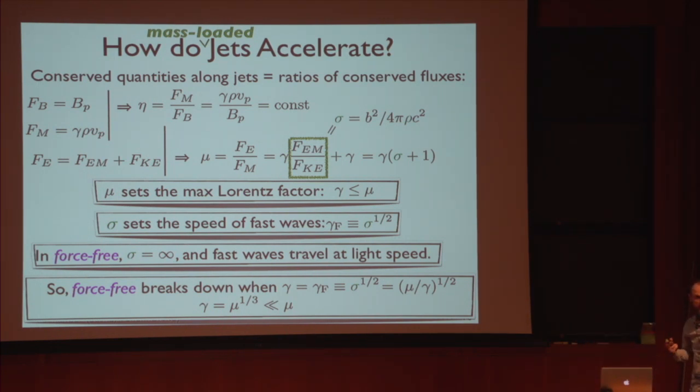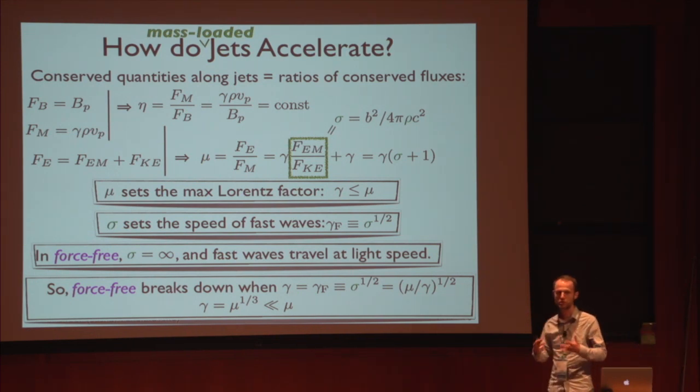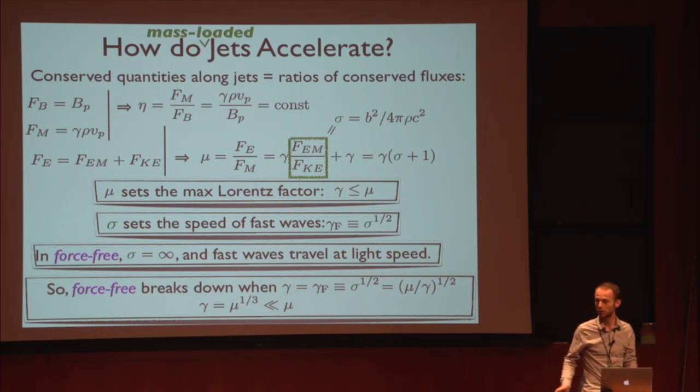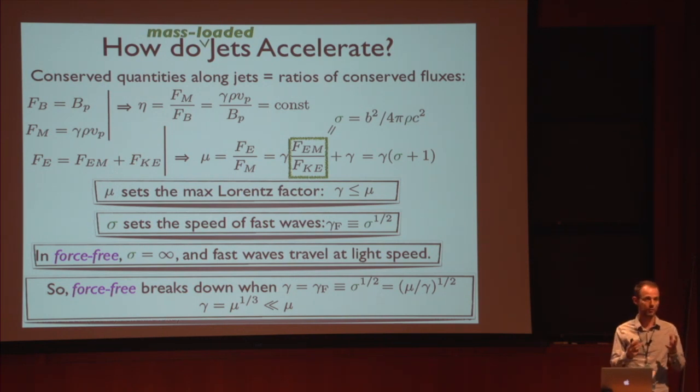Mu, the maximum possible Lorentz factor, to the 1/3. This is really a draconian constraint on the outflow acceleration efficiency. Let me explain why. Let us imagine that we created a really nice, highly magnetized jet where this mu parameter is 1,000. So we expect to get an outflow with a Lorentz factor of up to 1,000 as a result.